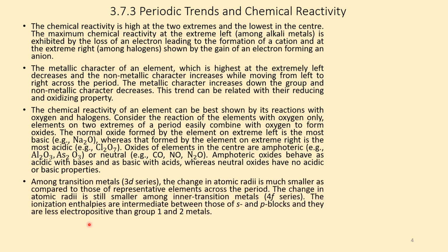Among transition metals, that is the 3d series, the change in atomic radii is much smaller as compared to those of the representative elements across the period. The change in atomic radii is still smaller among inner transition metals, that is the 4f series. The ionization enthalpies are intermediate between those of s and p blocks, and they are less electropositive than group 1 and group 2 metals.